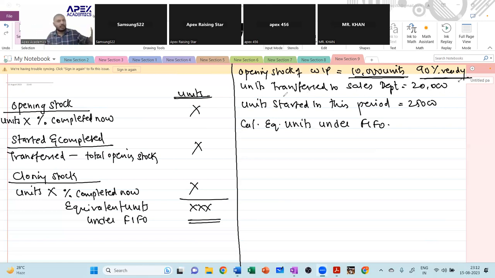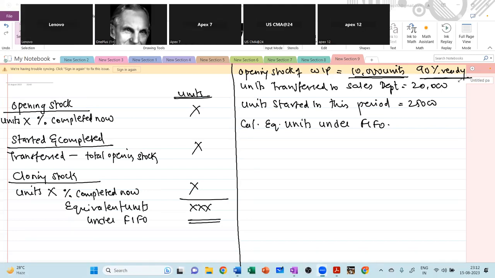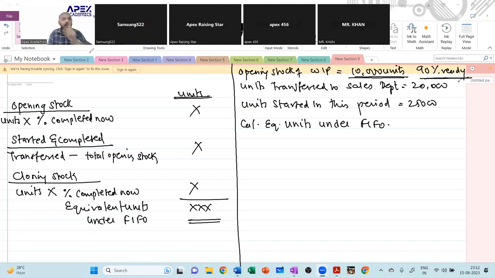That 10% hard work that you did on these 10,000 units is equivalent to what? To 1,000 units. Opening stock, how many units? 10,000. Percentage completed now, how much percentage is that? 10%. 1,000. Next, started and completed.